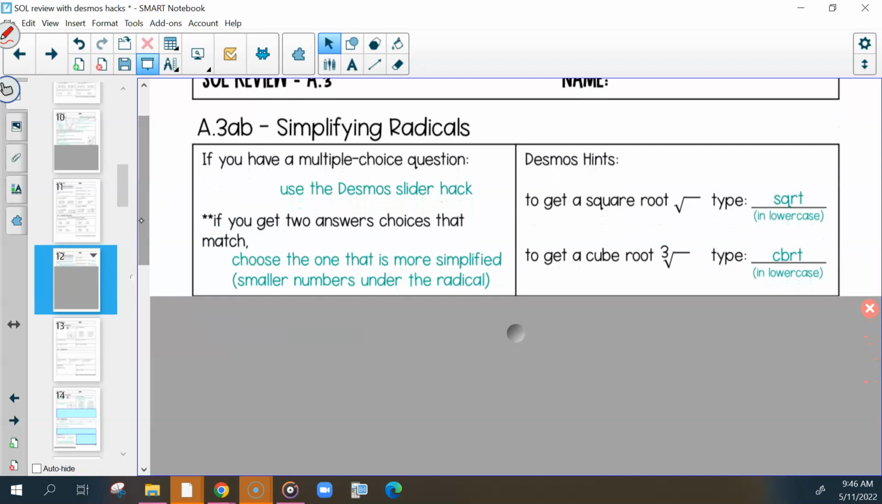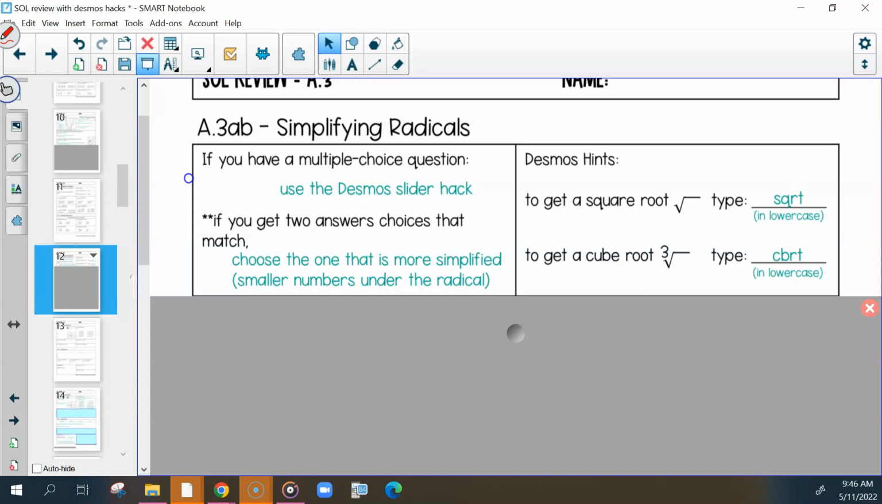If you have a multiple choice question, you can use the Desmos slider. So we've talked about this. If they're all just numbers, you could put in square root of whatever, put in your answer choices, see which one matches. If it has variables, make sure all the variables are capitalized, and then you could double check and see which one has the same numbers. We have done a question like this where you get two answers that match. You have to look for the one that's more simplified, because they will do that a lot.